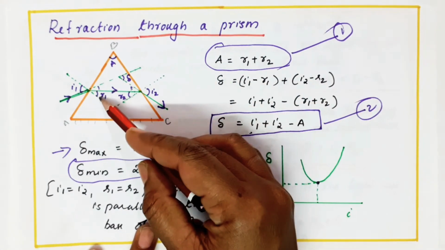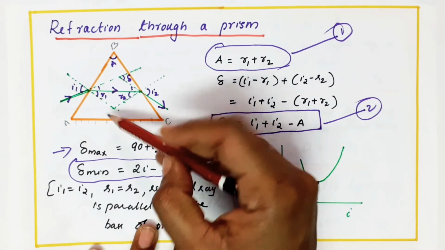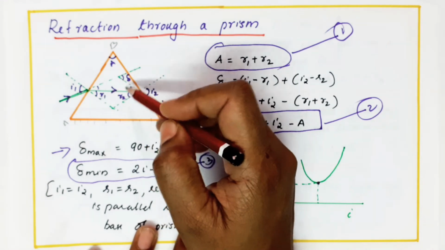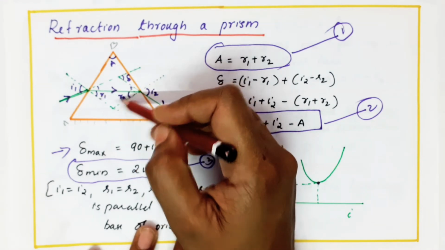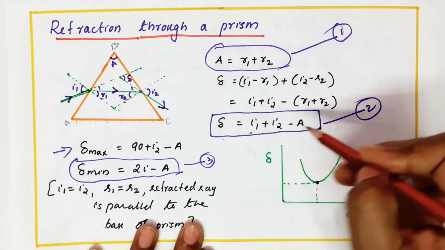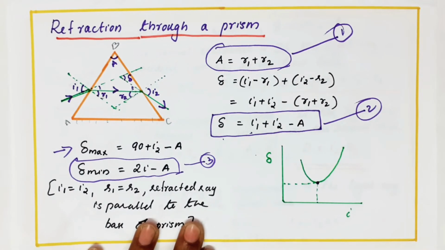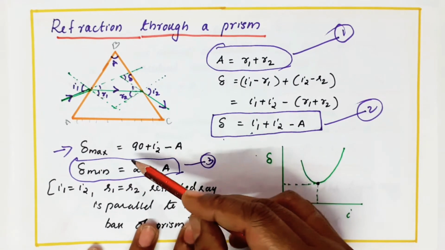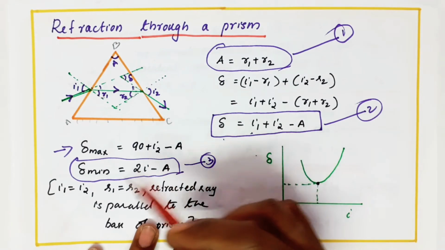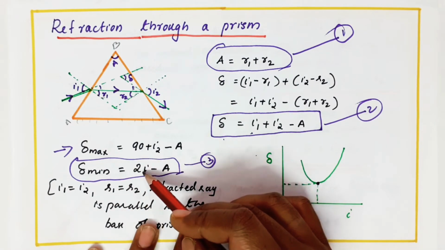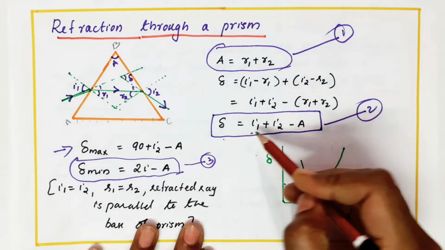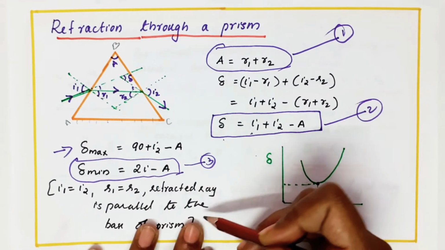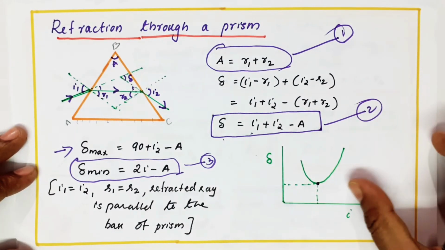The angle of the prism, using the quadrilateral formula, we can find what this angle will be. A equals R1 plus R2; we did the derivation before. If I1 equals 90 degrees, your deviation will be maximum, called delta max, that is 90 plus I2 minus A. For minimum deviation, it is 2I minus A, because we take the condition I1 equals I2, R1 equals R2, and the refracted ray is parallel to the base.